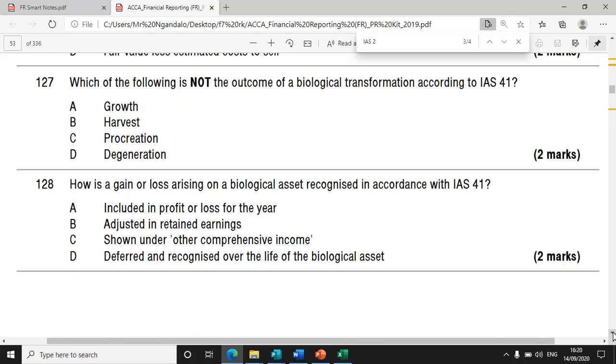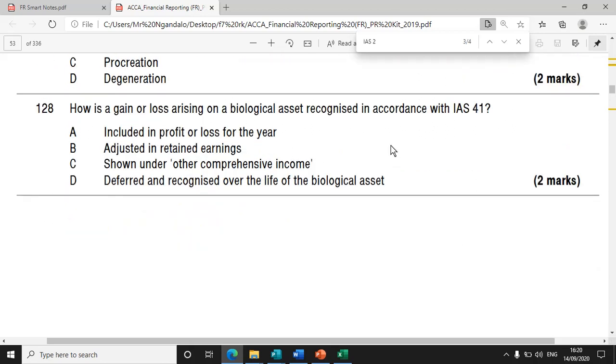Which of the following is not the outcome of a biological transformation? Again, I think I just discussed with you. Growth is an outcome, procreation, degeneration is, but harvest is an intervention in the biological processes of an asset in this case. Okay, 128. How is a gain or loss arising on a biological asset recognized? I think this is a textbook line which we could have read. And I think in this case, A says it should be included in the statement of profit or loss, not retained earnings, not other comprehensive income, deferred and recognized over life. I think that is not correct. The best option is A. Right.